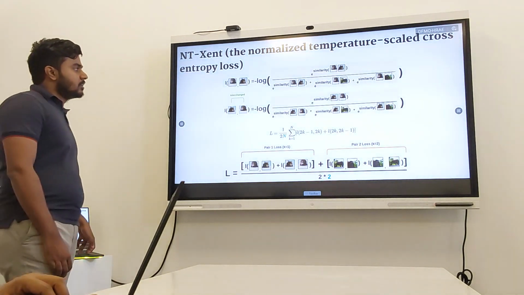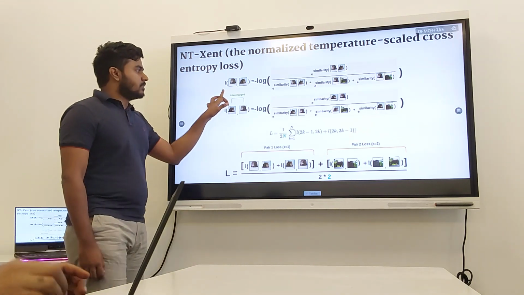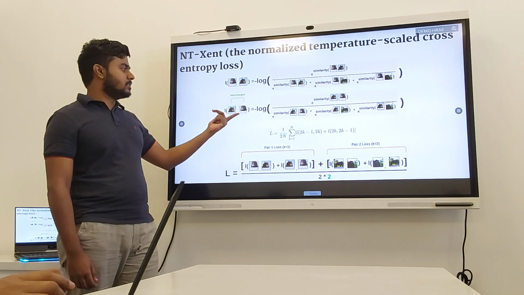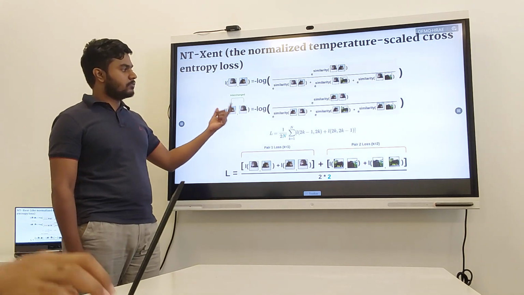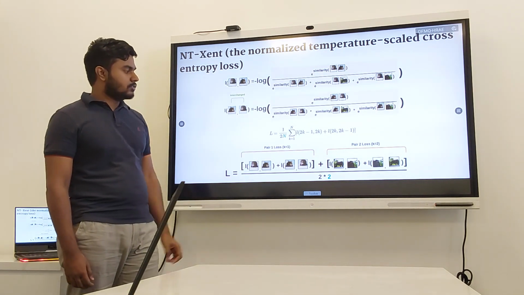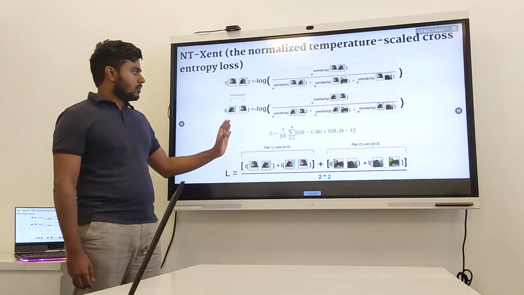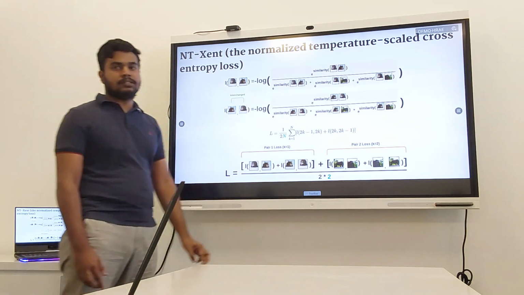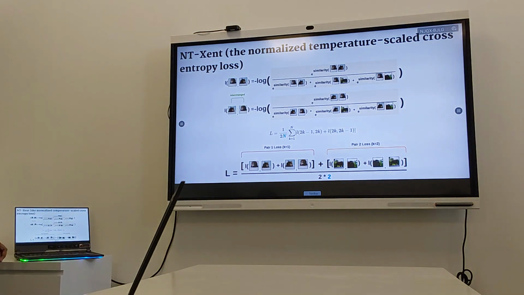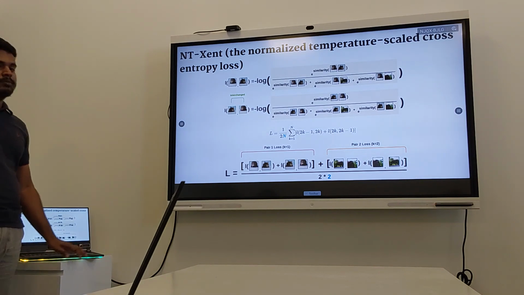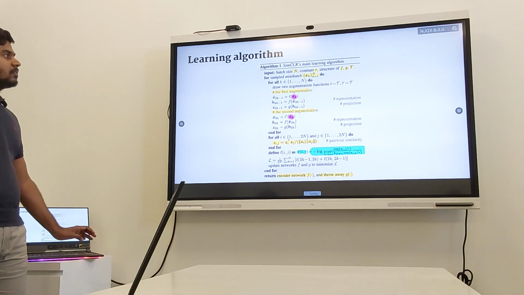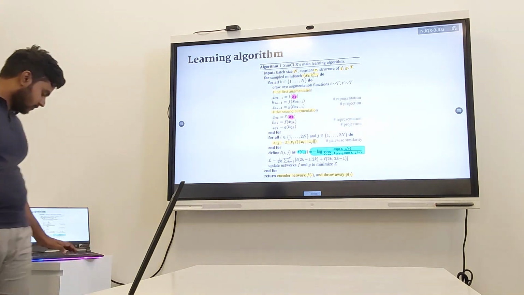Then they find the loss function for these images, also interchange these images and find the loss function again, and then take the average of those for every positive example in the dataset. So they are calling it NT-Xent, the normalized temperature-scaled cross entropy loss.